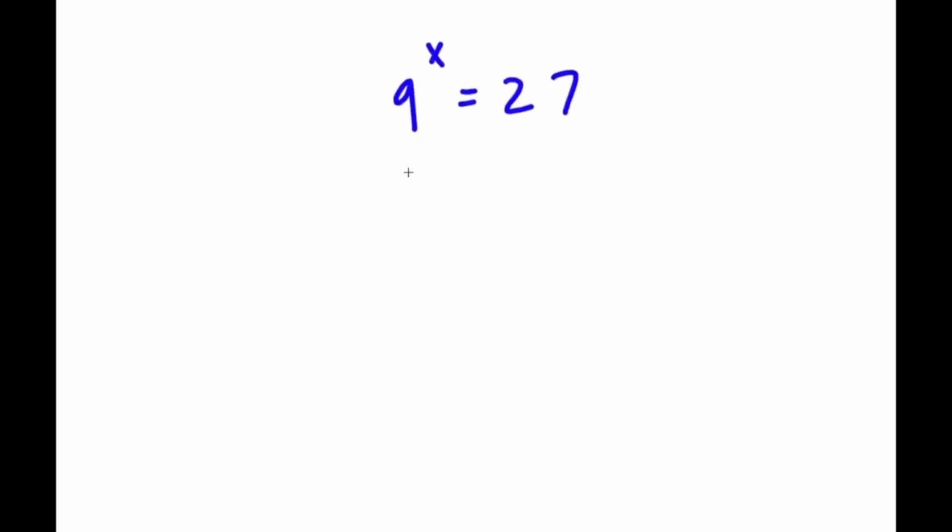Alright, so I'm assuming you guys paused the video and tried to solve the problem. So we have 9 to the power of x equals 27, and 9, this is the same thing as 3 squared.